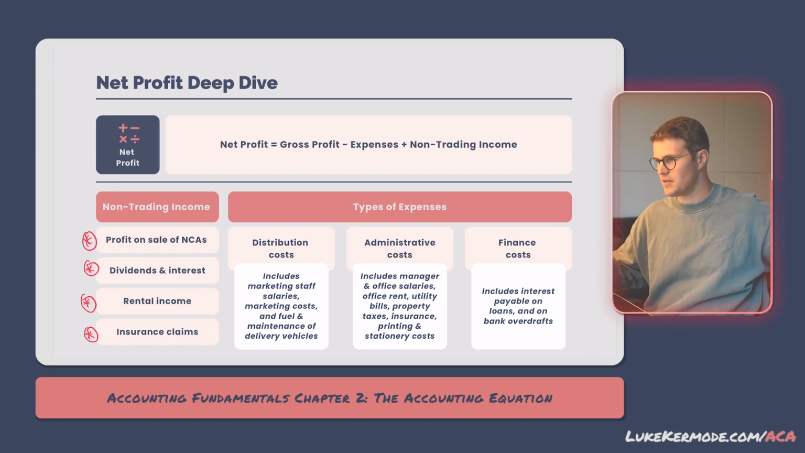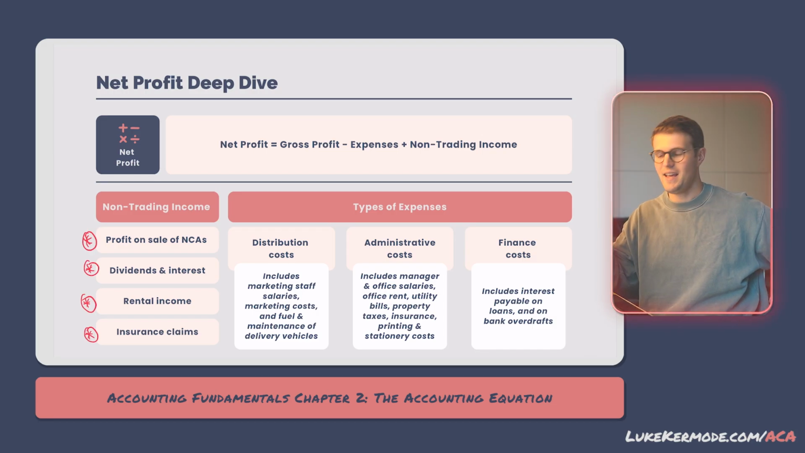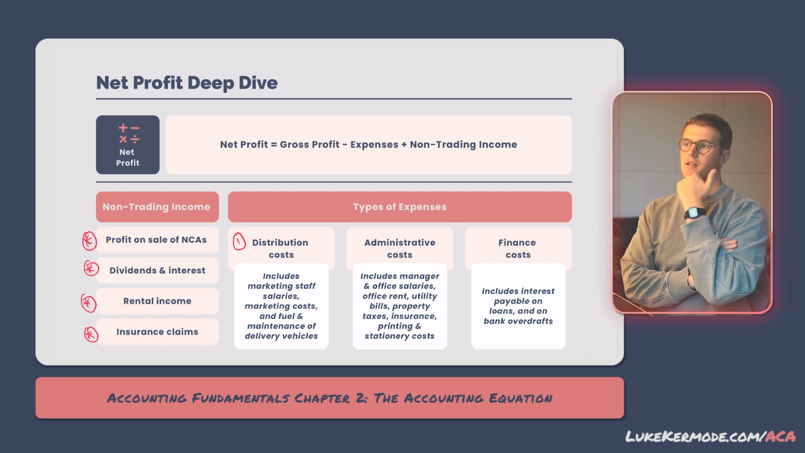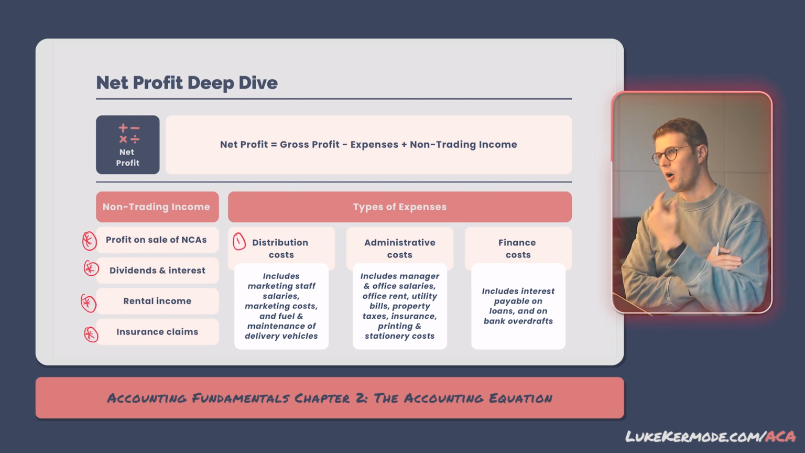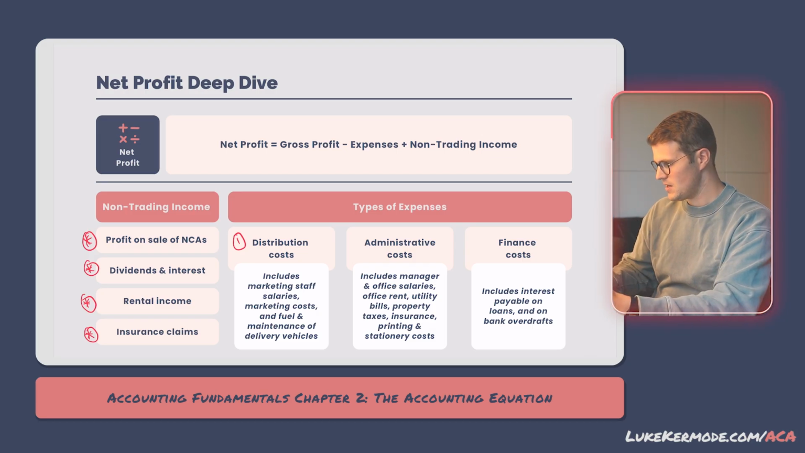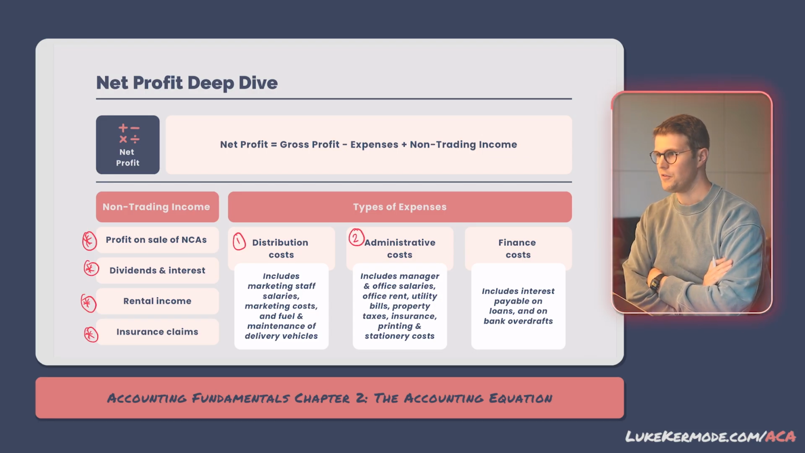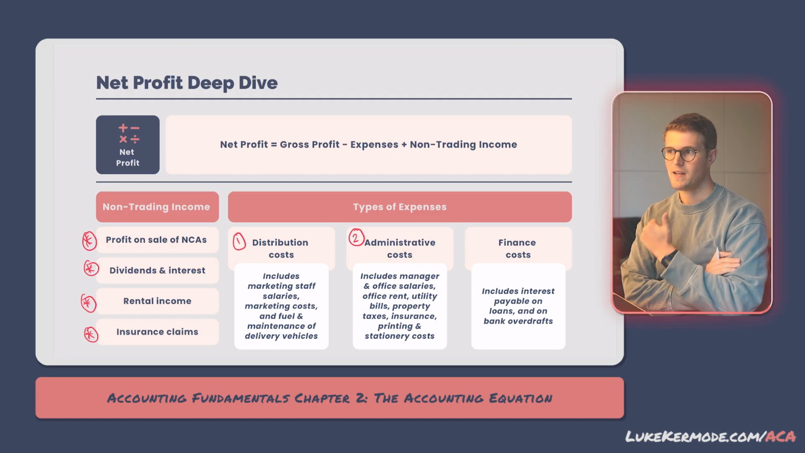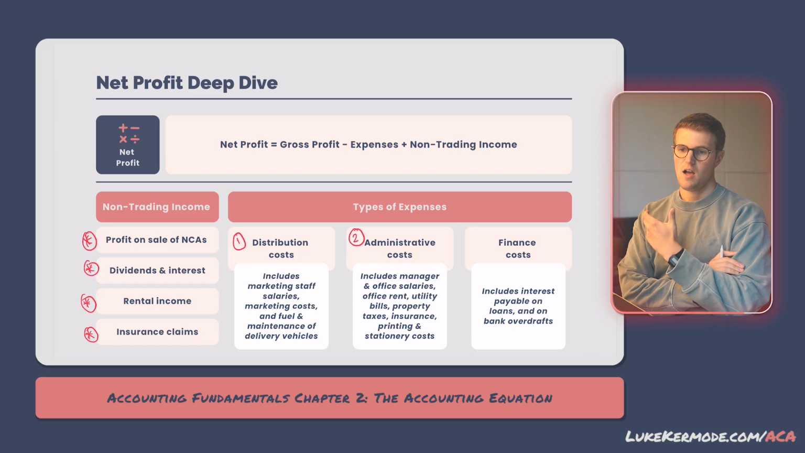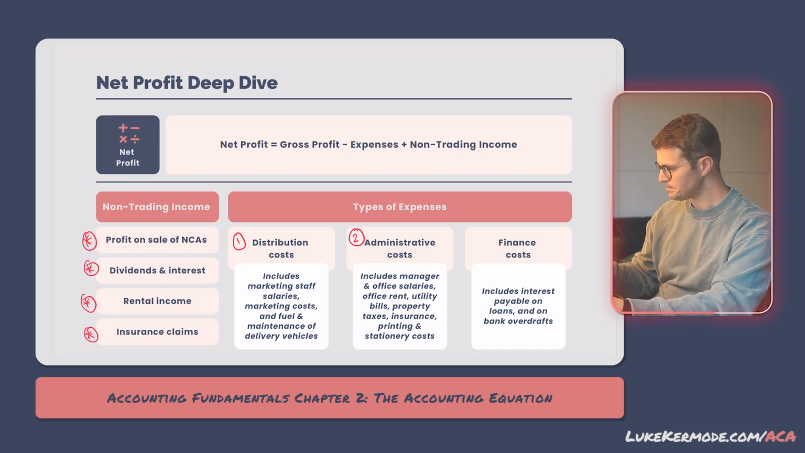Next, we need to subtract any remaining business expenses that weren't captured in cost of sales. These are typically split into three main categories. First, we have distribution costs. These include salaries for marketing and sales staff, marketing expenses, and the cost of running and maintaining the business's delivery vehicles. Second, we have administrative expenses. These are the day-to-day costs of running the business and include things like office and management salaries, rent, heating and utilities costs, lighting, insurance, and also property taxes and things like software, stationery, and general maintenance costs.